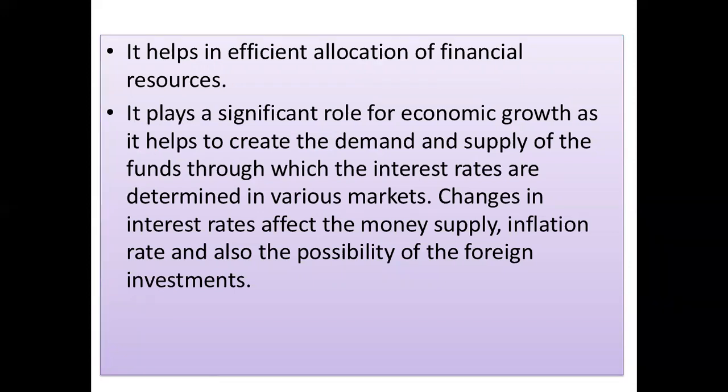Because financial resources always flow to those areas from where they get the highest return. We all invest in those funds from which we get the highest return. So that will ensure efficient allocation of resources. And efficient allocation of resources cannot be done without an efficient financial system. So the financial system helps in efficient allocation of financial resources.